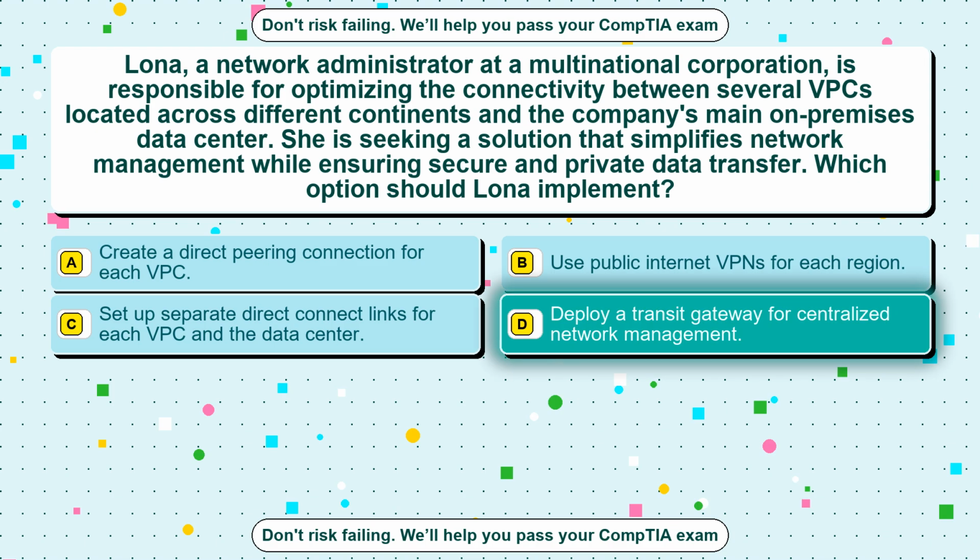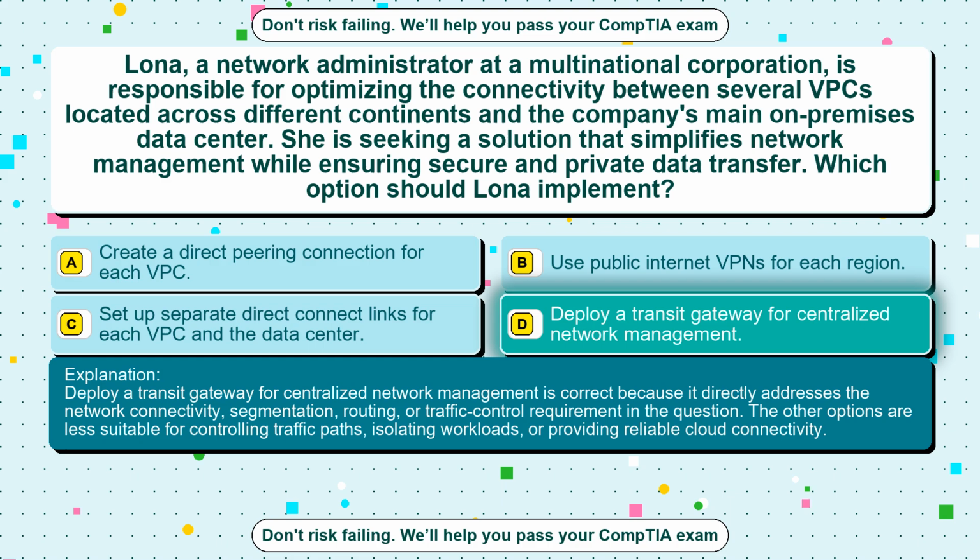The correct answer is option D. Deploy a transit gateway for centralized network management. Deploy a transit gateway for centralized network management is correct because it directly addresses the network connectivity, segmentation, routing, or traffic control requirement in the question. The other options are less suitable for controlling traffic paths, isolating workloads, or providing reliable cloud connectivity.